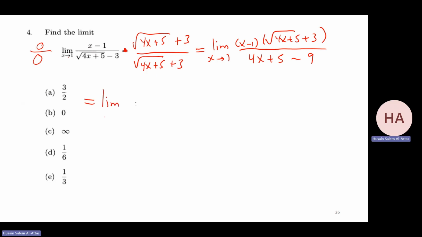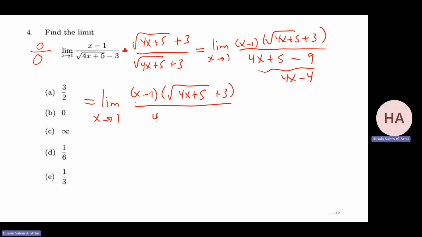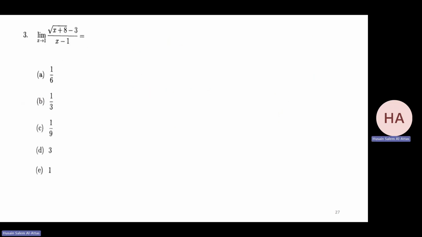That limit will be limit x goes to 1, x minus 1, square root of 4x plus 5 plus 3 over, this is what? This is 4x minus 4, or I can write it 4 times x minus 1. We delete this, substitute, and 4 plus 5, which is 9, which is 6 over 4. So the answer is 3 over 2, which is this. Same thing. We just rationalize. Since if we substitute, you have 9, square root of 9, 3 minus 3, 0 over 0.